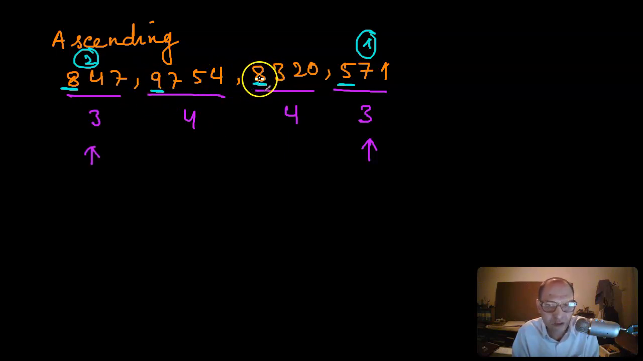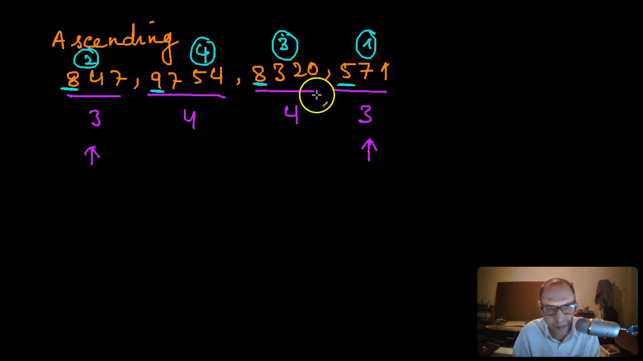So you have an 8 over here, you have a 9 over here. That means that this number is smaller than this one, so then you would have essentially number 3 and number 4, which means that if you go from 1, 2, 3 and 4, you would start from the smallest number and go all the way up to the largest number.